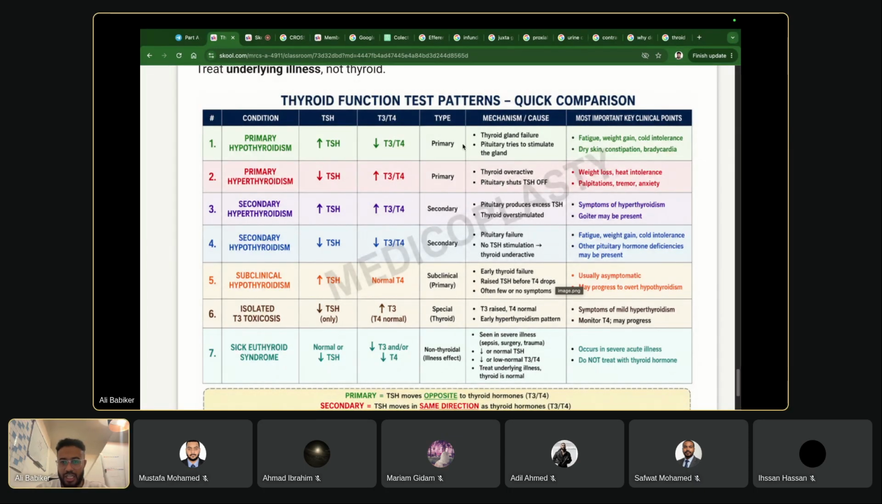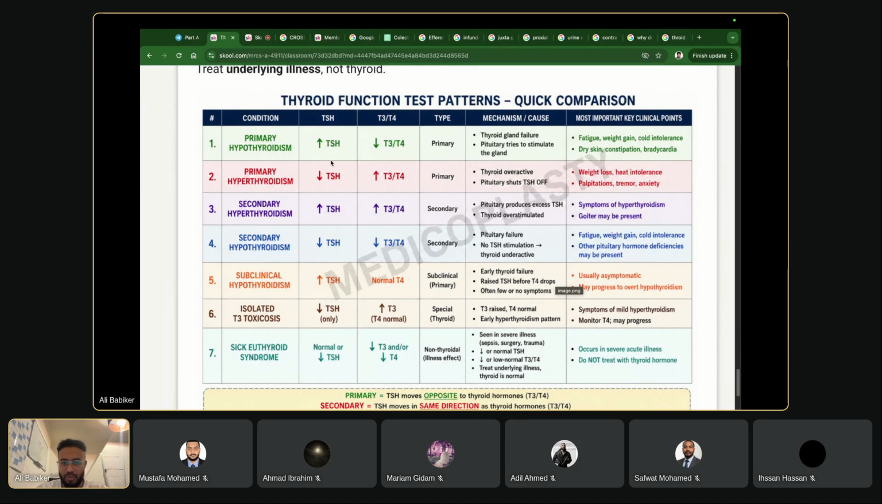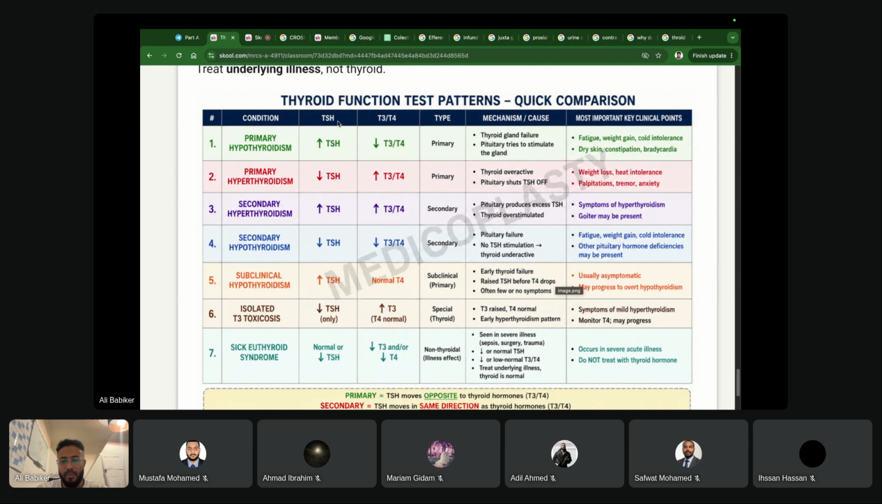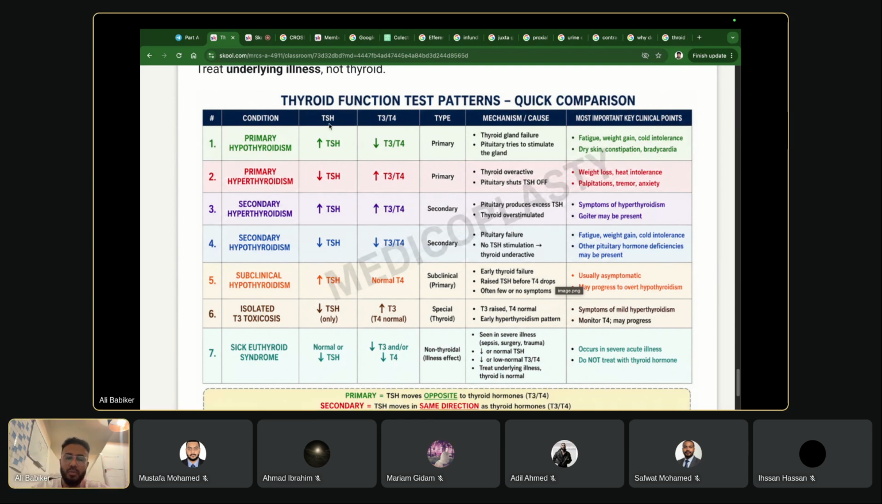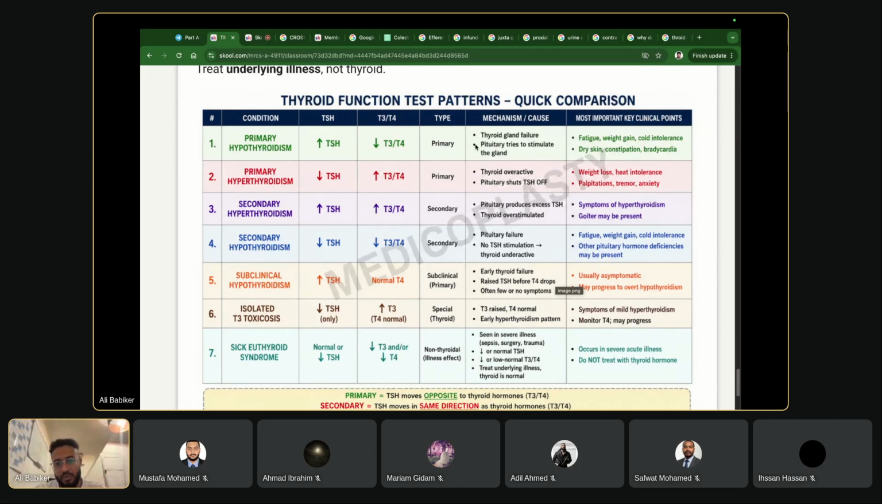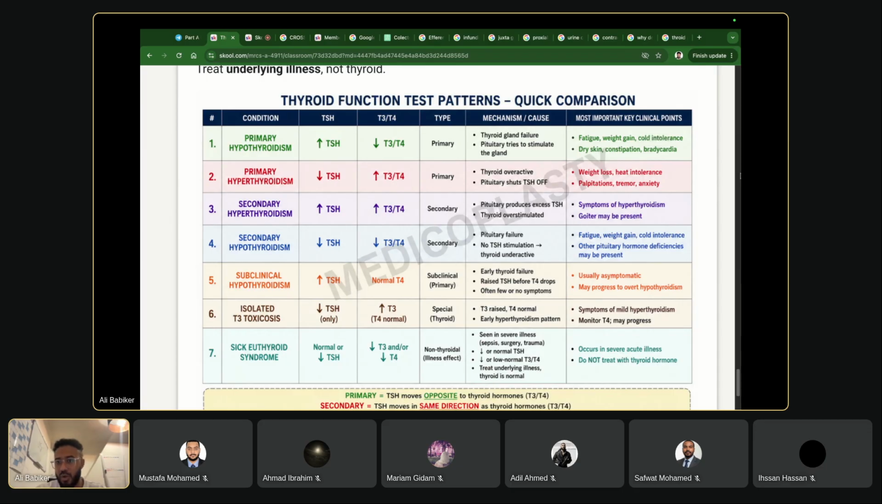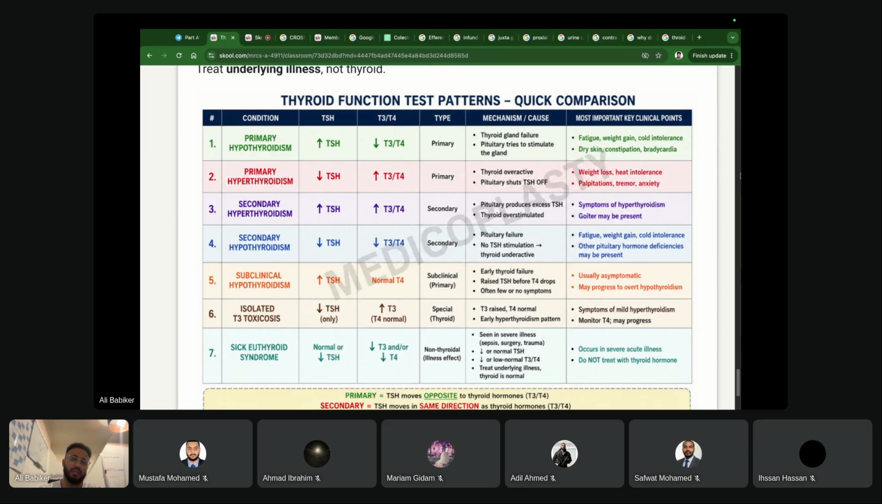Mechanism, as I said, thyroid gland failure. The pituitary tries to stimulate the gland. As you know, the TSH, thyroid stimulating hormone, is produced by the pituitary, right? So the pituitary will try to push hard for the thyroid to produce T3 and T4 because they are already low. Your patient will present with fatigue, weight gain, cold intolerance, dry skin, constipation, and bradycardia.